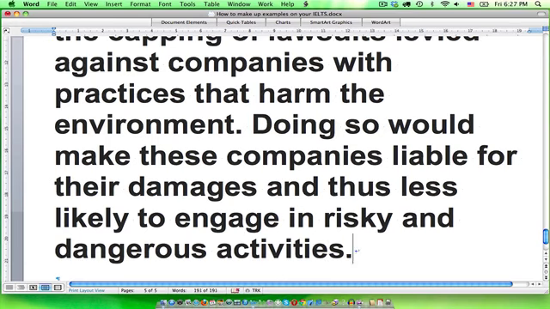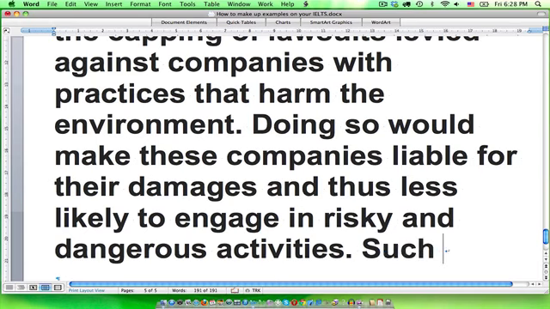Okay, so doing so would make these companies liable for their damages and thus less likely to engage in risky and dangerous activities. Okay, so just providing a bit of discussion, we're showing how the example in Canada, which is, we're saying that Canada has a bit of a problem. If they were to change this, then this would help set the stage for cleaner drinking water. So we've discussed the example here. Now we want to draw some sort of conclusion, and we want to tie this conclusion back to the central idea that this course of action would be a fitting suggestion to the problem that we've outlined in the introduction paragraph, which is unsanitary drinking water.